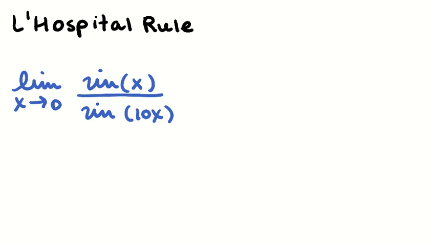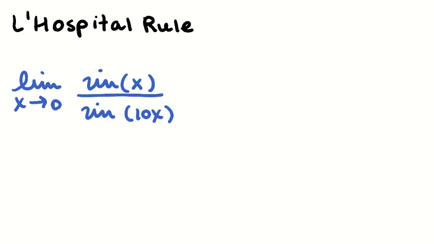And I'm in a binder right now, flipping through, looking for one. I know I've got one that L'Hopital's Rule will not help you with. But for now, let's just start with a very straightforward one. So we've got the limit as x approaches 0 of sine of x divided by sine of 10x.